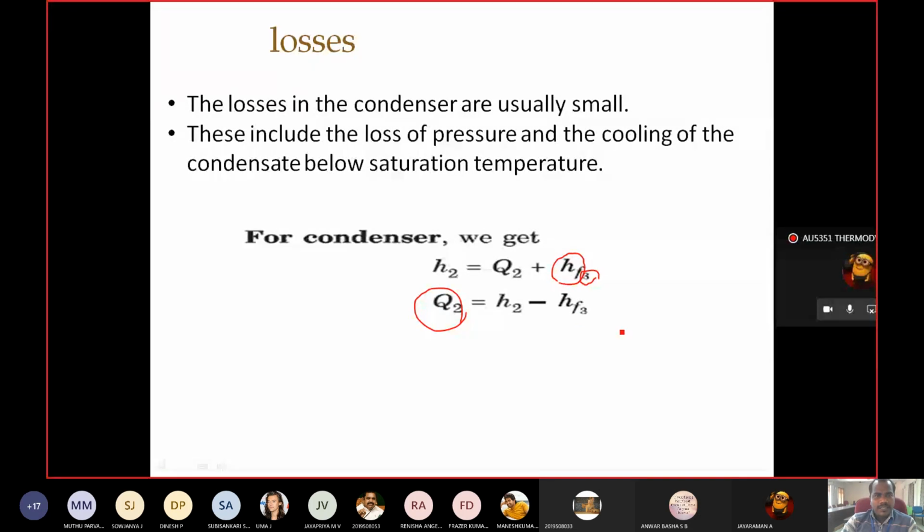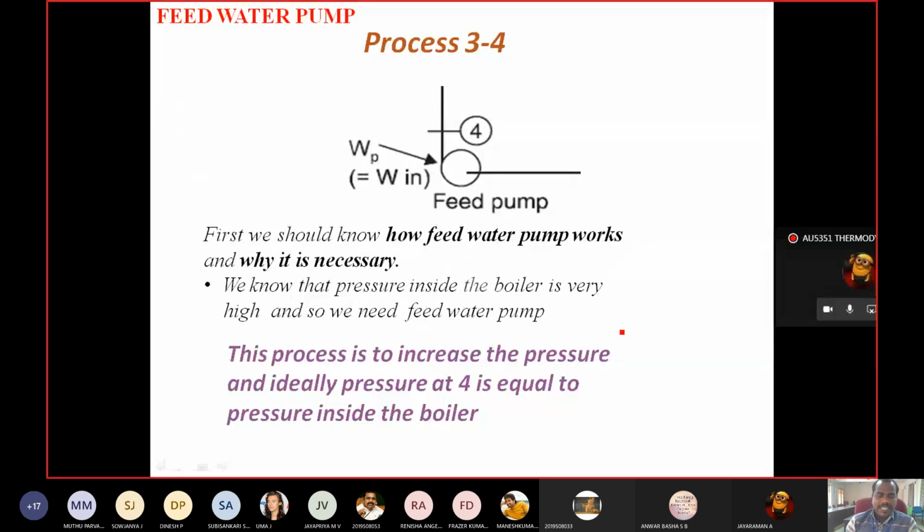Then we move to the next component, the feed water pump. Consider the feed water pump as the process 3 to 4. In state 3 we have saturated liquid, and we have to pump this saturated liquid to the boiler. First we should know how the feed water pump works and why it is necessary. We know that the pressure inside the boiler is very high, so we need a feed water pump. Only then can we pump the liquid to the boiler, or else we can't.